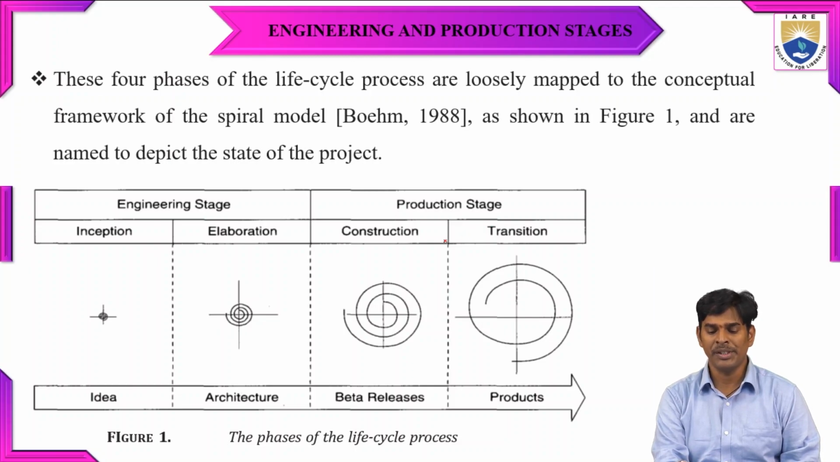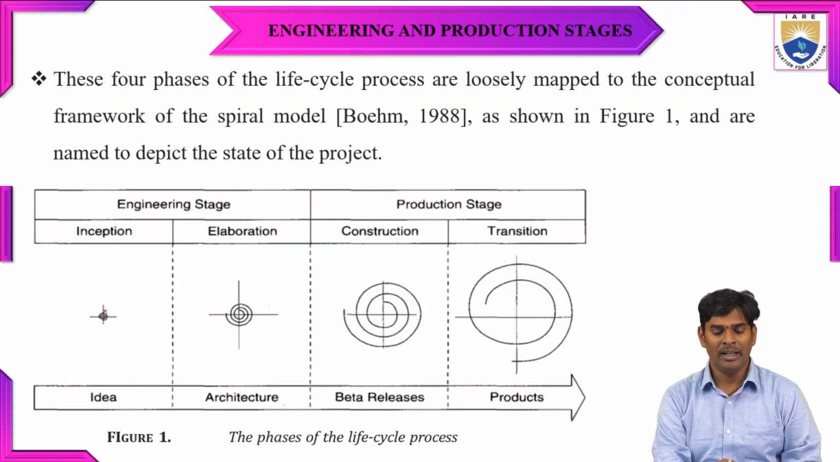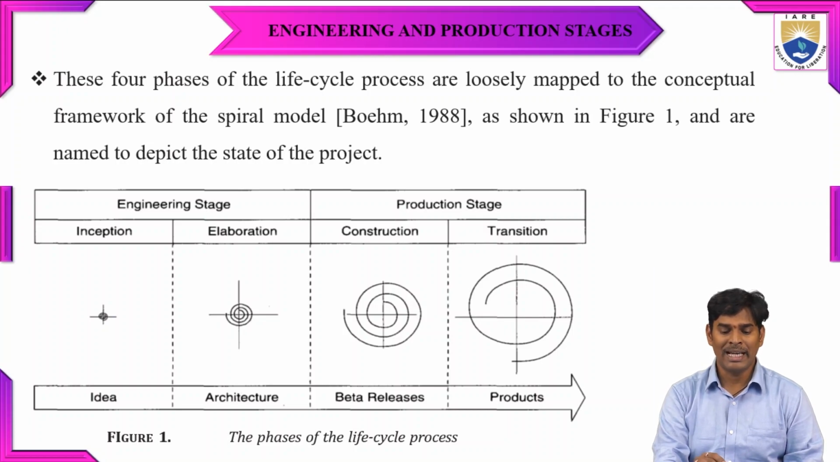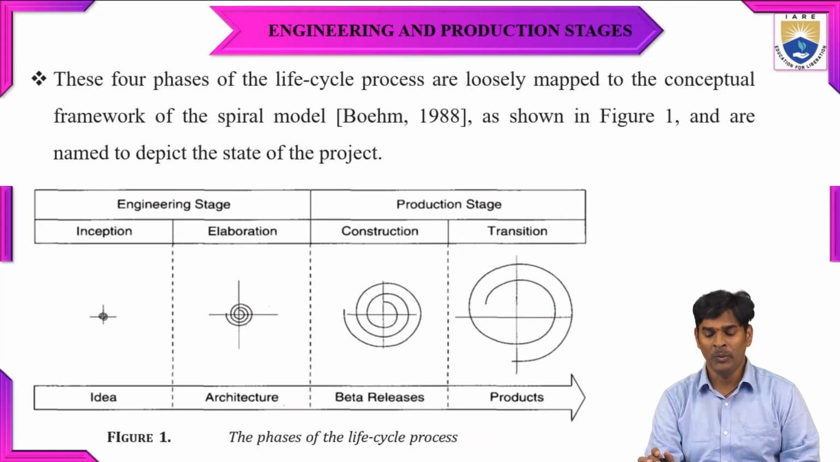And in the production stage, it is divided into construction and transition. Inception we can call the basic idea. It means they're going to consider the planning and the requirements. Whereas in elaboration, they're considering the architecture part and the design of the components. And in the production stage, the construction will be taking the beta releases. Implementation will happen here. And in the transition, this is the final product which is going to be released.